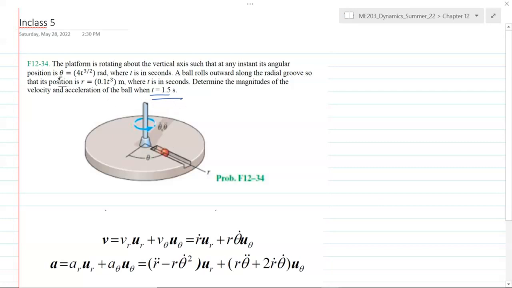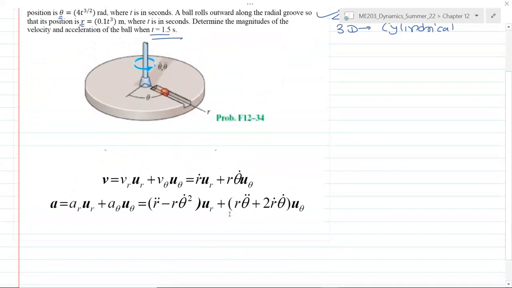So see, we have both theta and r parameters, and that indicates that we need to use either cylindrical or polar coordinate system. Now, how do we decide which one to use? That depends on what is the type of motion. Is the motion only on a plane in 2 dimensions? Then we use polar coordinate system. Or if the motion is 3 dimensional, then we use cylindrical coordinate system. And in this case, the motion is in 2 dimensions, so we will go with polar coordinate system.